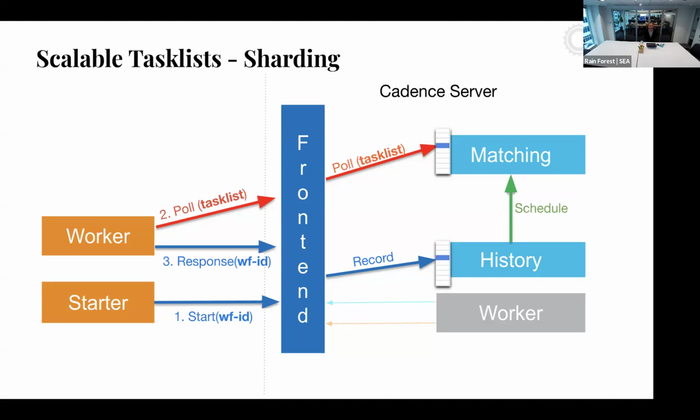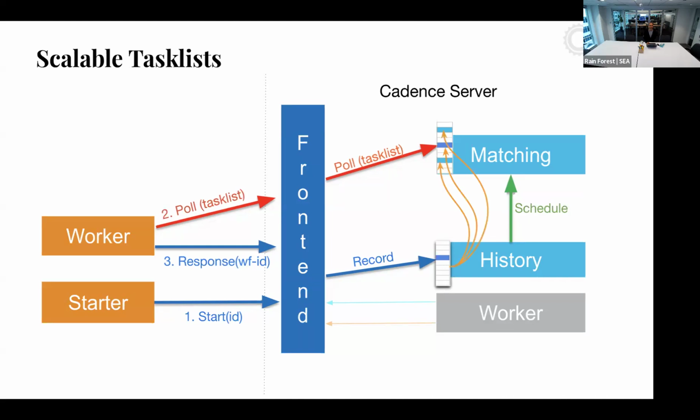recorded in history. And then similarly in matching, everything is sharded based on your task list. When you are polling tasks from a task list, it will go to a specific host owning your task list. So in distributed systems, we know that a single shard, single host will not be able to scale an infinite amount. That's why we have scalable task lists.